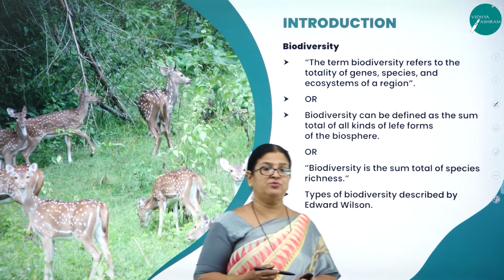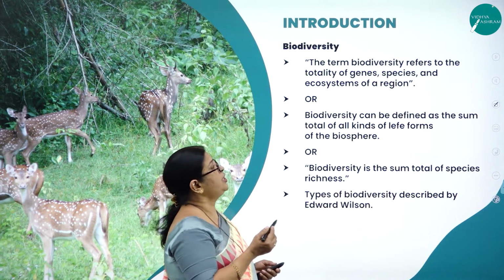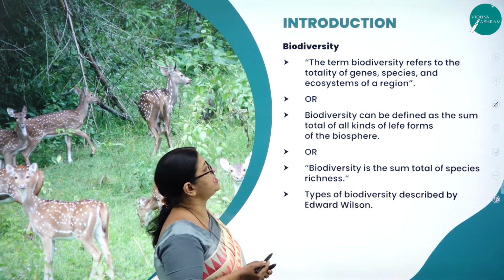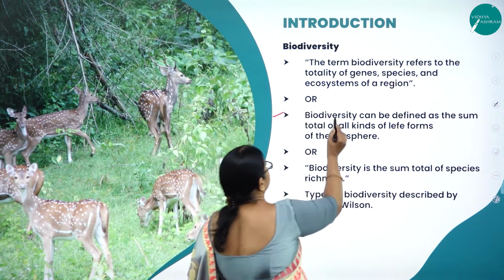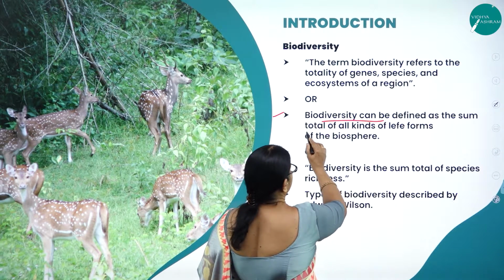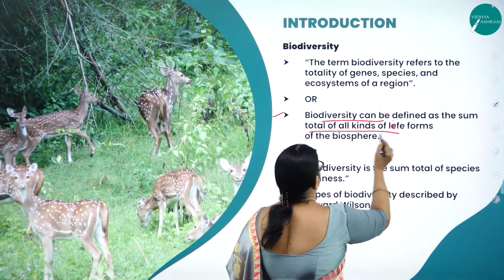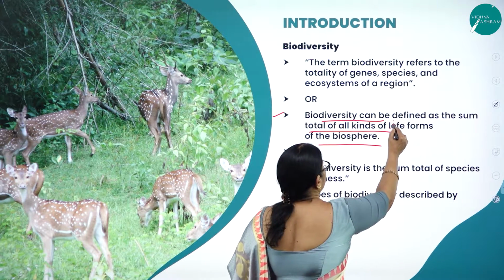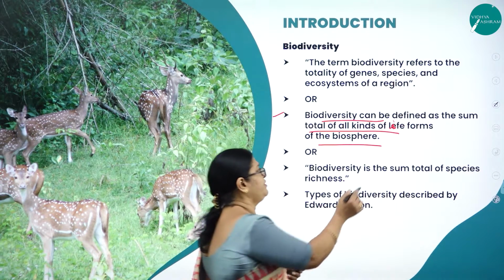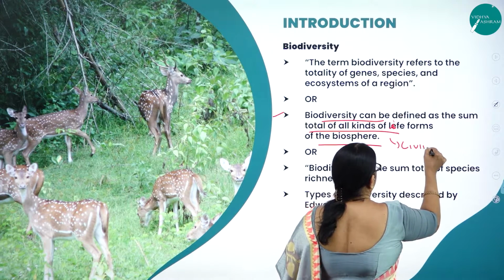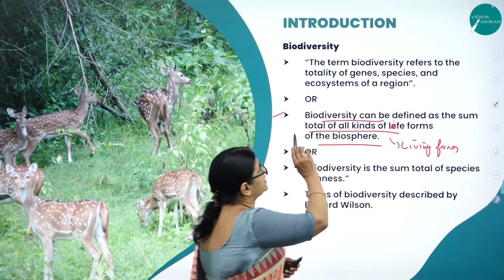So how do we define the word biodiversity? The term biodiversity refers to the totality of genes, species and ecosystem of a region. Or you can define it like this: biodiversity can be defined as the sum total of all kinds of life forms of the biosphere. Life forms means the living forms. So you can define it either way.